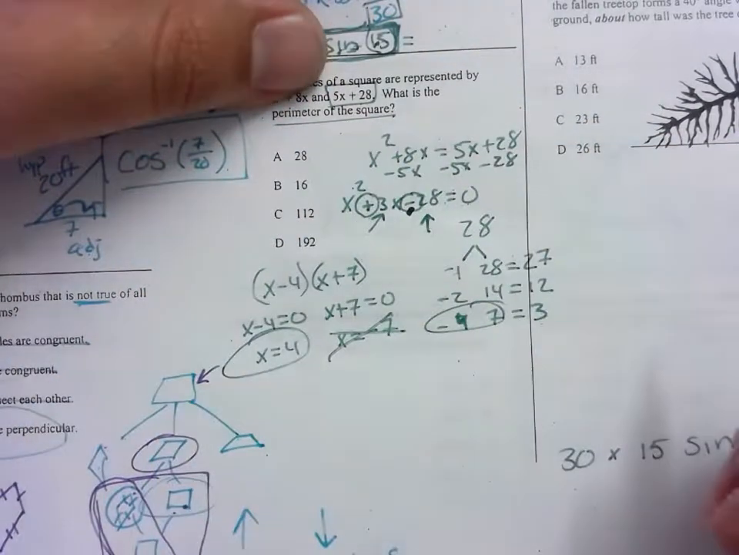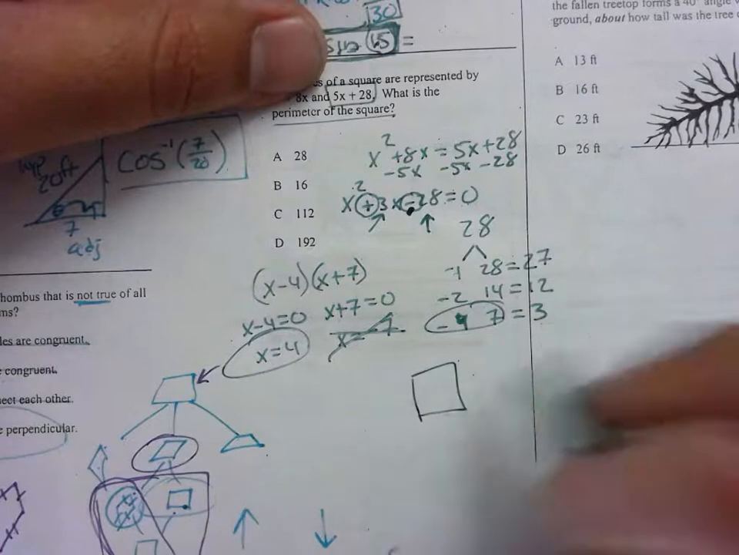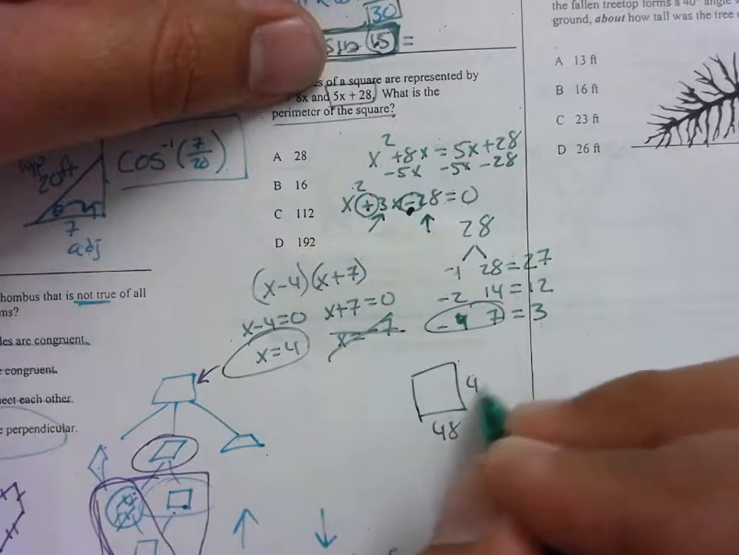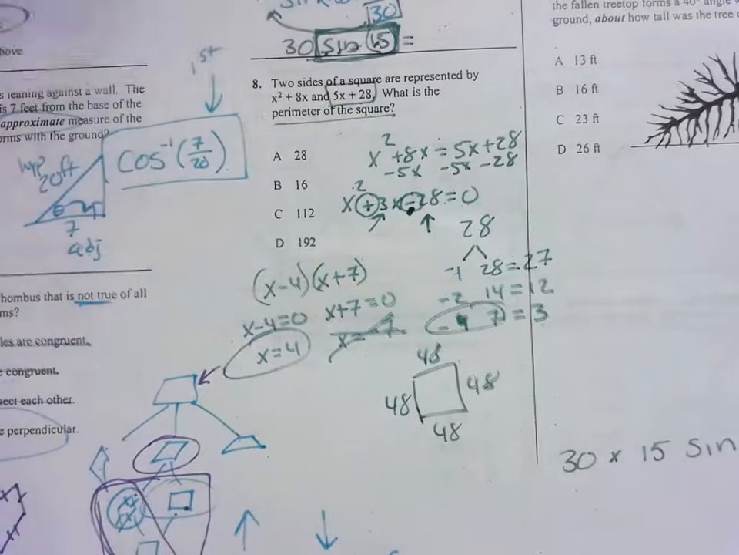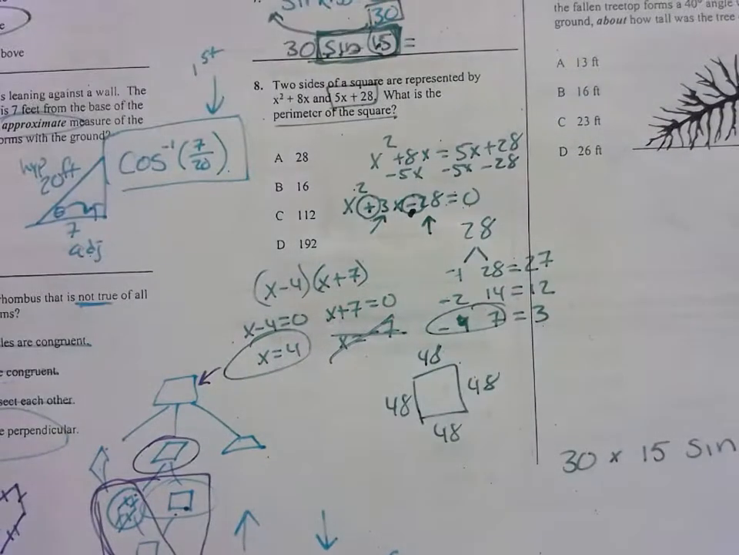They want the perimeter of the whole thing. There are 4 sides on a square. So this is 48, this is 48, this is 48, this is 48. So it's 48 times 4.